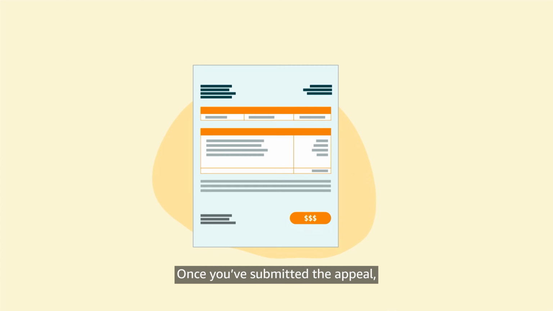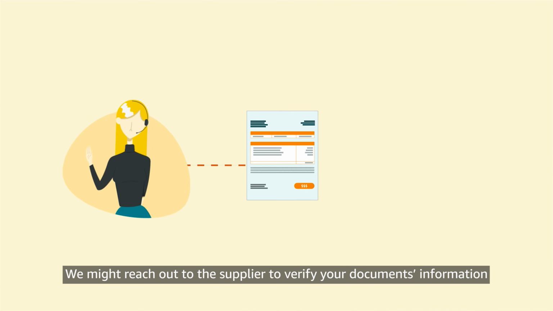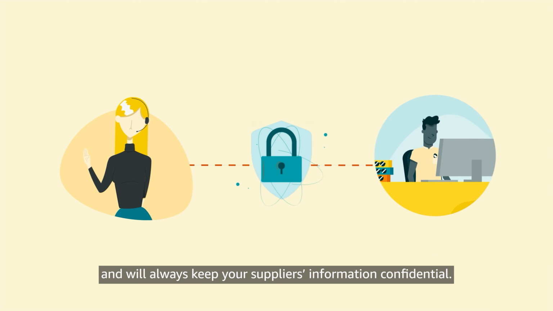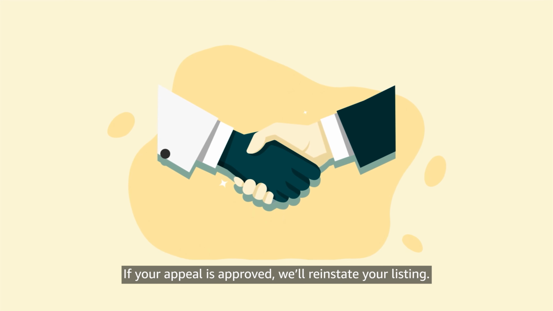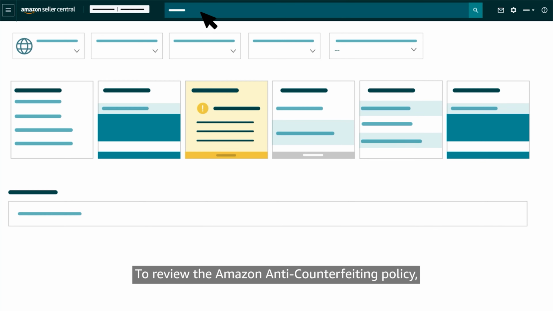Once you've submitted the appeal, we'll review your provided documents. We might reach out to the supplier to verify your documents' information, and we'll always keep your supplier's information confidential. If your appeal is approved, we'll reinstate your listing. To review the Amazon Anti-Counterfeiting Policy, search Anti-Counterfeiting Policy in Seller Central.